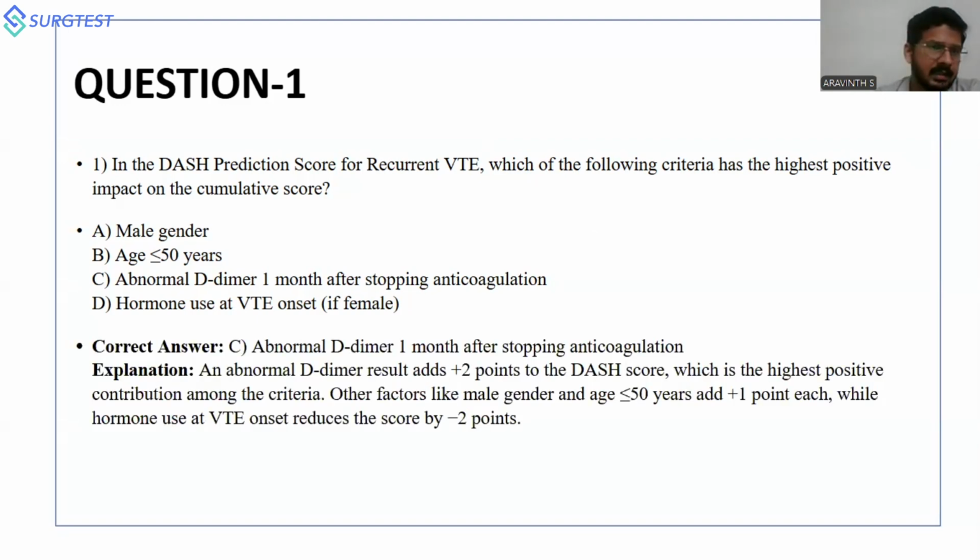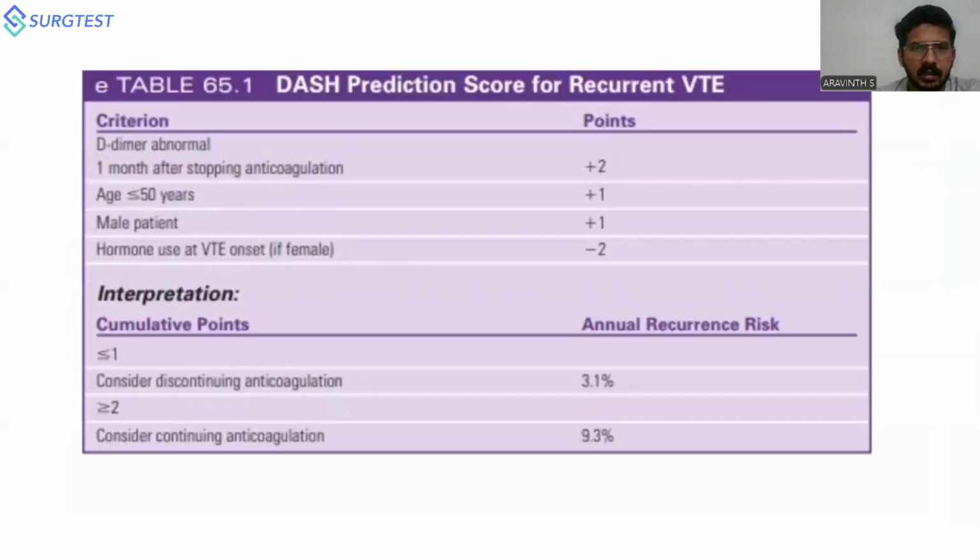So the correct answer is C. Basically, I'll show you what the DASH score is, and then you'll probably get a better idea. The mnemonic DASH stands for D dimer, age, sex, and hormonal use. So that's what DASH stands for. Looking very closely, abnormal D dimer at 1 month after stopping anticoagulation carries 2 points, while age less than 50 and male patients carry 1 mark each. Hormonal use gives you a negative point. You know why? That is because hormonal use is a reversible risk factor here.